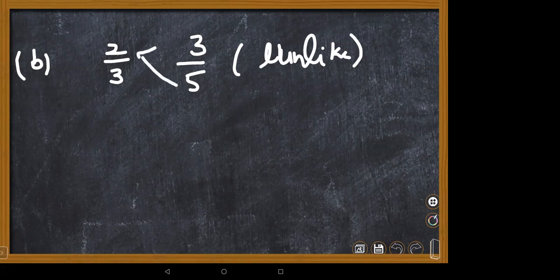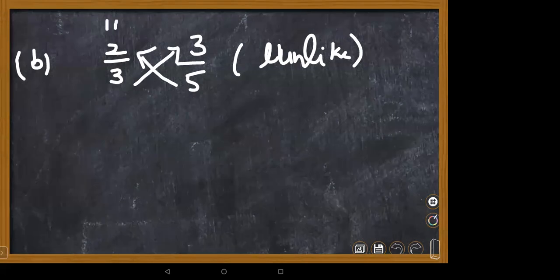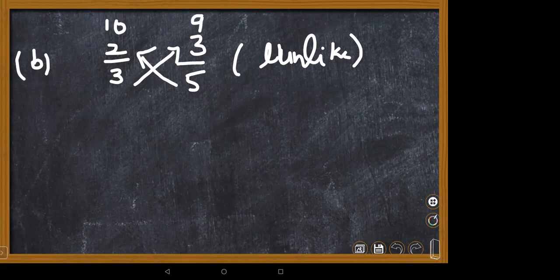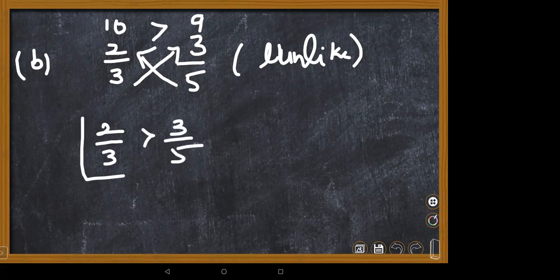So, for unlike fractions, if you want to compare only two fractions, this is a shortcut method, children. You need to do cross multiplication. 5 twos are how much, children? 5 twos are 10. 3 threes are 9. Which is greater here? 10 is greater. So 2 by 3 is greater than 3 by 5. This is your shortcut method.